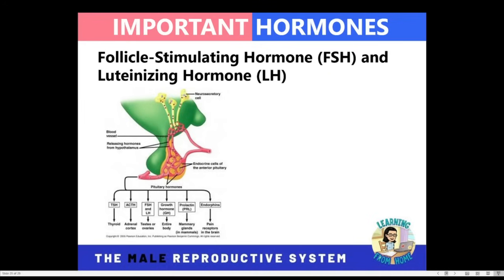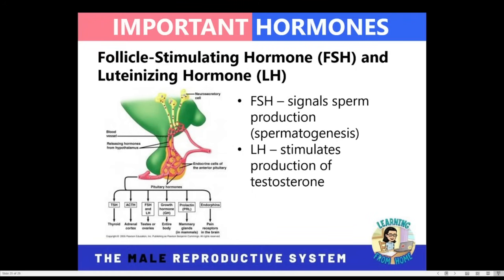For each type of hormone, may ibig sabihin yan. Ano ibig sabihin yan? The FSH or the follicle stimulating hormone signals sperm production, whereas the luteinizing hormone would stimulate the production of the hormone testosterone. So, ibig sabihin, pag si pituitary gland, gusto niyang sabihan si testes na mag-produce ka ng sperm, si FSH ang ipapadala niya. Pag naman gusto naman niya na mag-produce ng testosterone si testes, si LH ang ipapadala niya.